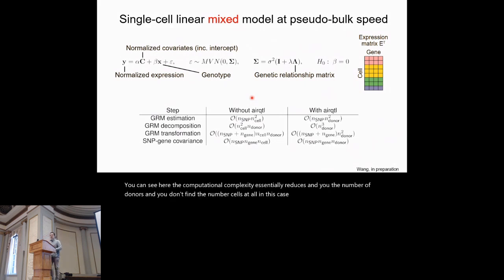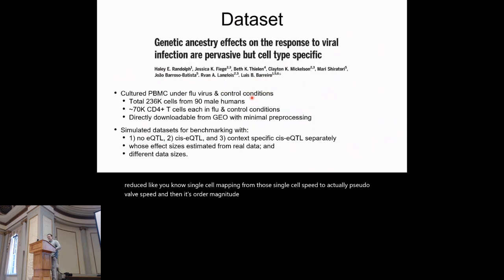And this would completely reduce single cell eQTL mapping from single cell speed to actually pseudo bulk speed, an order of magnitude acceleration. And this is the data set we're using, and this is a very simple data set. The main reason we use it is that it's directly downloadable and needs minimal processing.